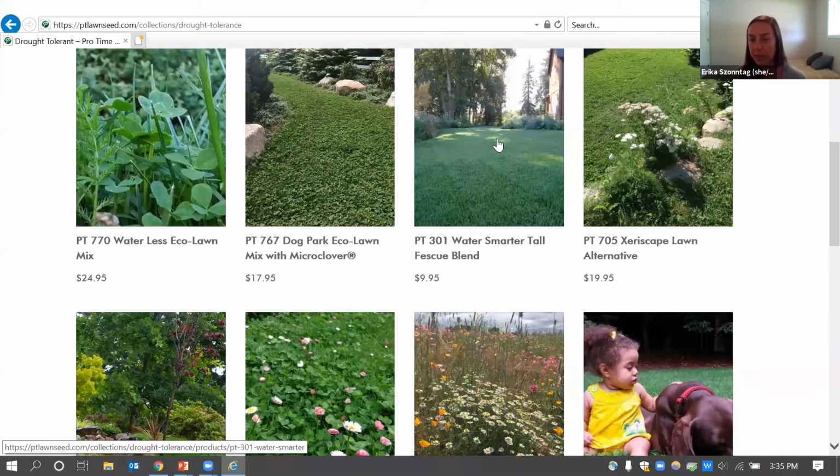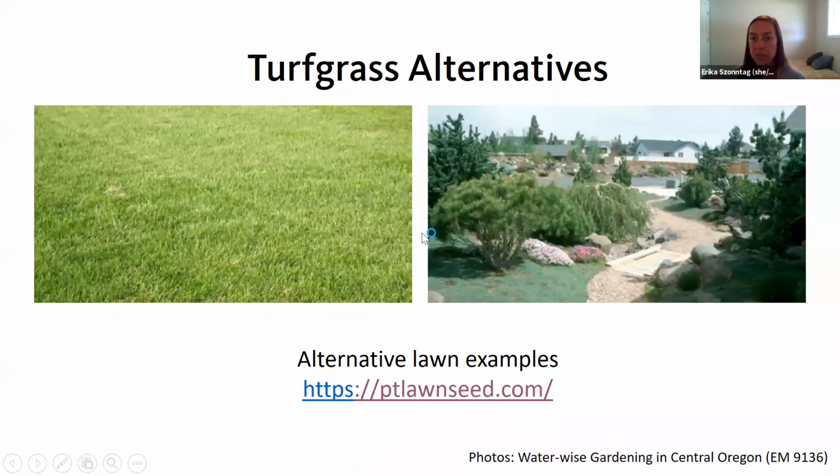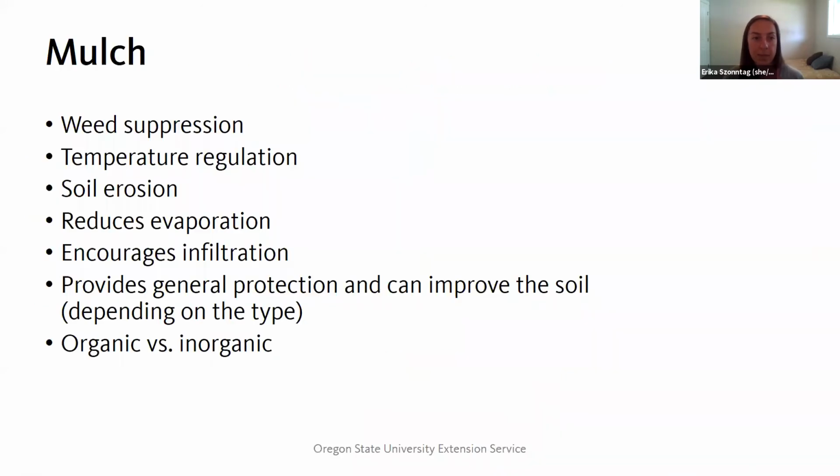So there are so many options out there if you really like that classic green lawn look. There are varieties of grass seed and lawn mixes out there that can help you achieve that, but also using less water at the same time.